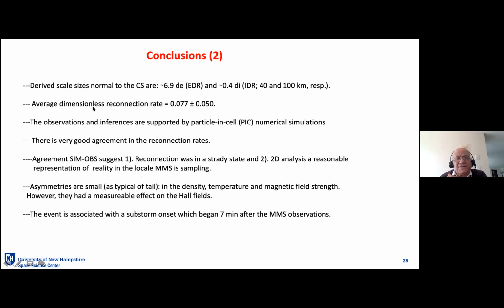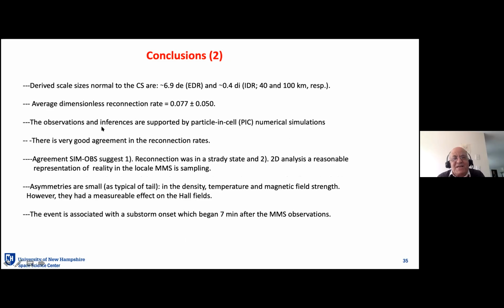We found the average dimensionless reconnection rate after taking care of at least two sources of error rather carefully. Of course, as Kevin pointed out in his paper, there are other sources of error, but at least we took two of them, which we could do something about, and did something about them.